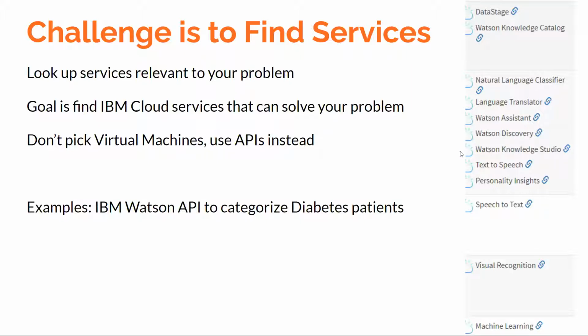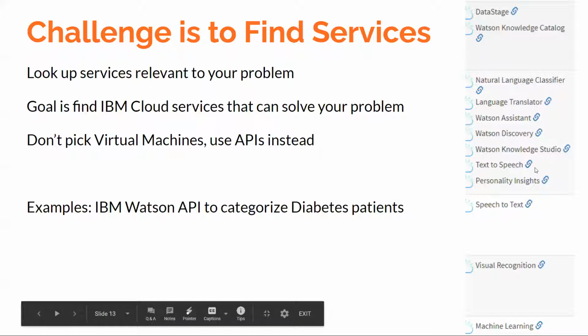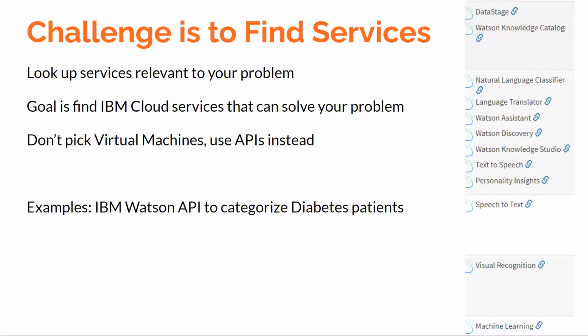If you go through the list that I put here, these are some of them. Like you have Data Sage, IBM Watson Catalog, Natural Language Classifier, Language Translator. You may have an idea of text that you use text to speech to convert something in your problem, and leverage this API to do that. So look into the services that are available, and many of them are really easy to use.